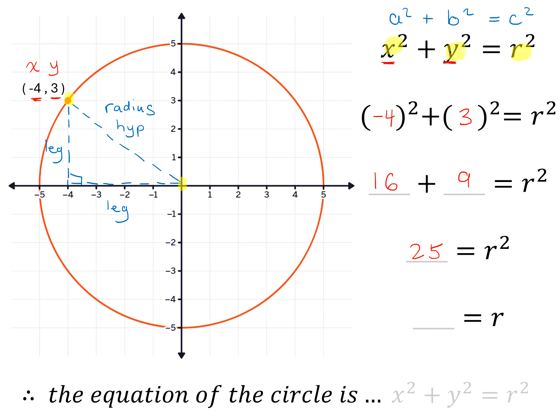To determine the actual radius, we need to square root both sides of the equation. And the square root of 25 is 5. Since our radius is 5 units, the equation of the circle is x squared plus y squared is equal to 5 squared.